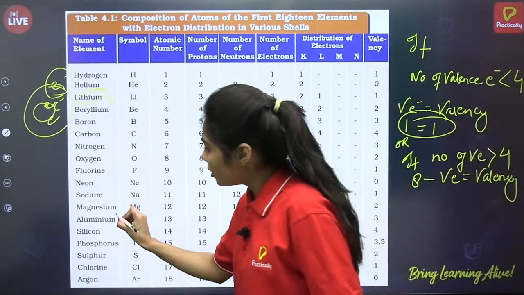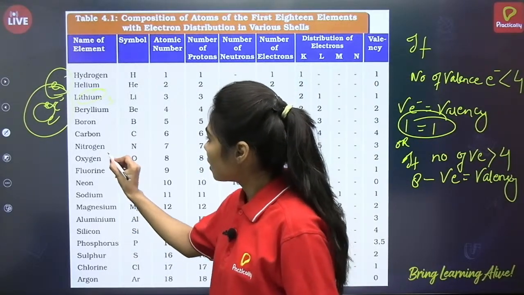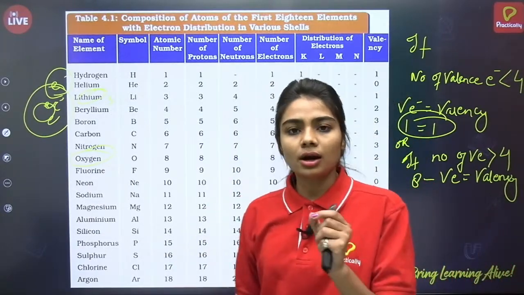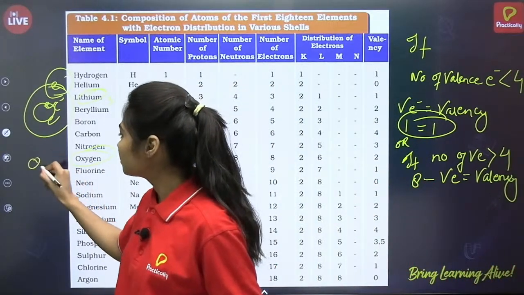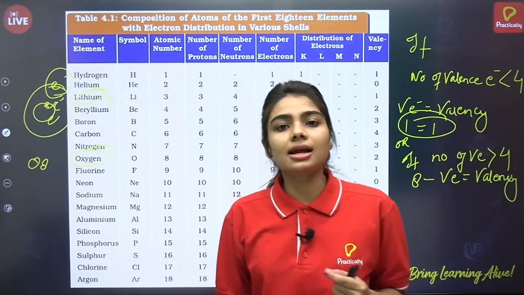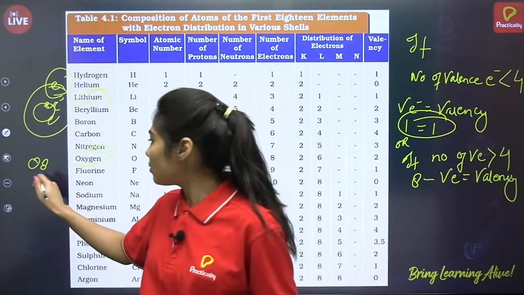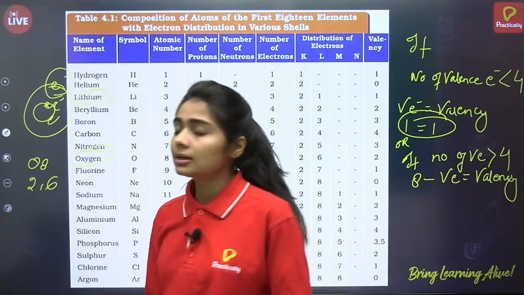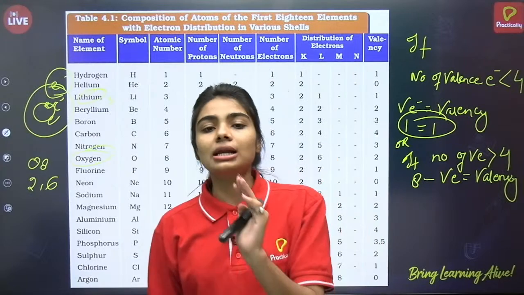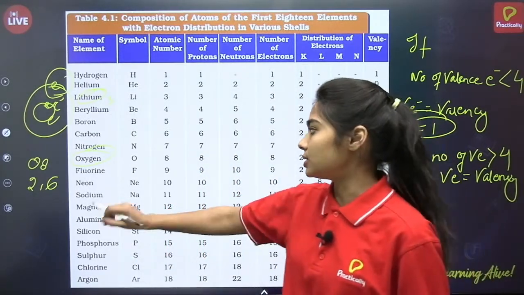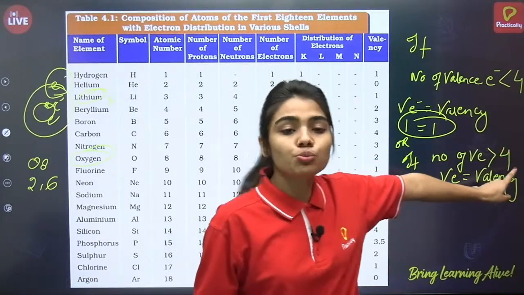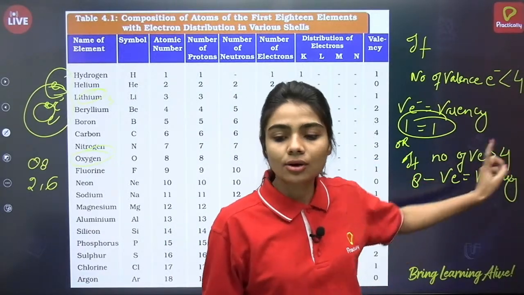Let's say for your oxygen. Oxygen has atomic number 8. How many valence electrons are there in oxygen? If I want to write, 2 in the first shell, then 6 in the second shell. Now 6 valence electrons are there in your oxygen, which is more than 4.